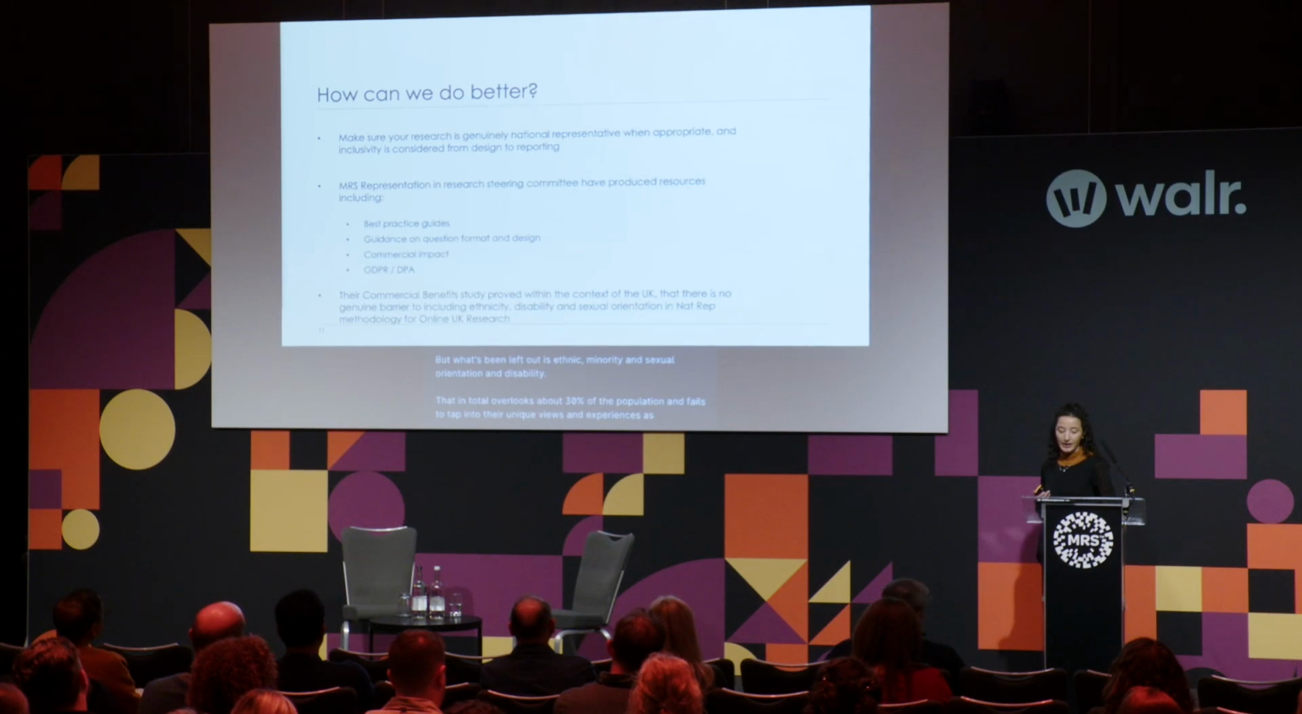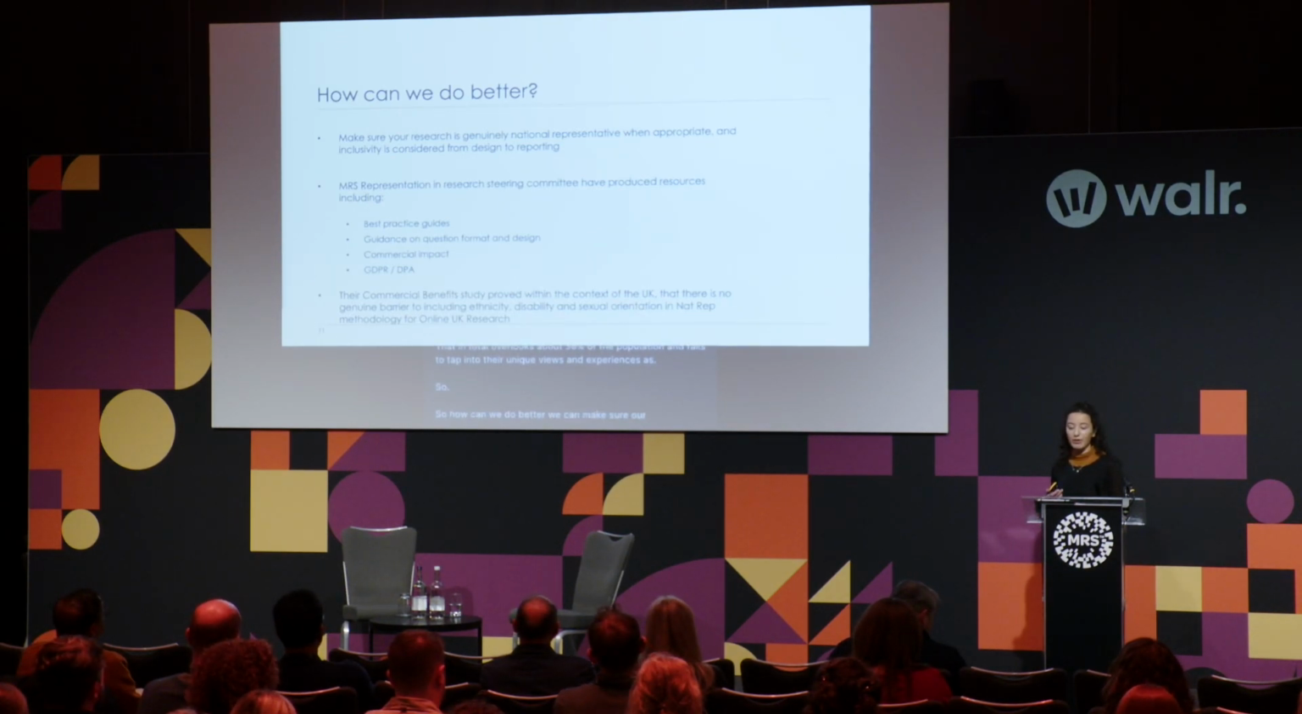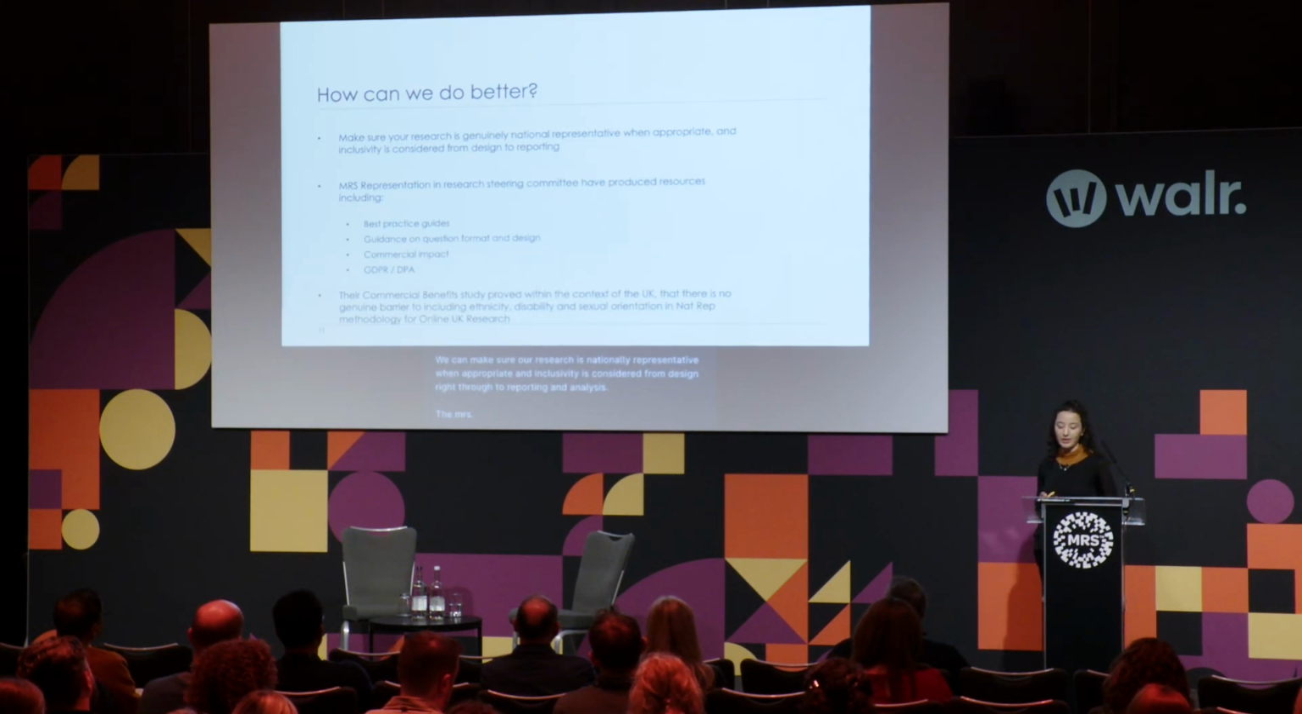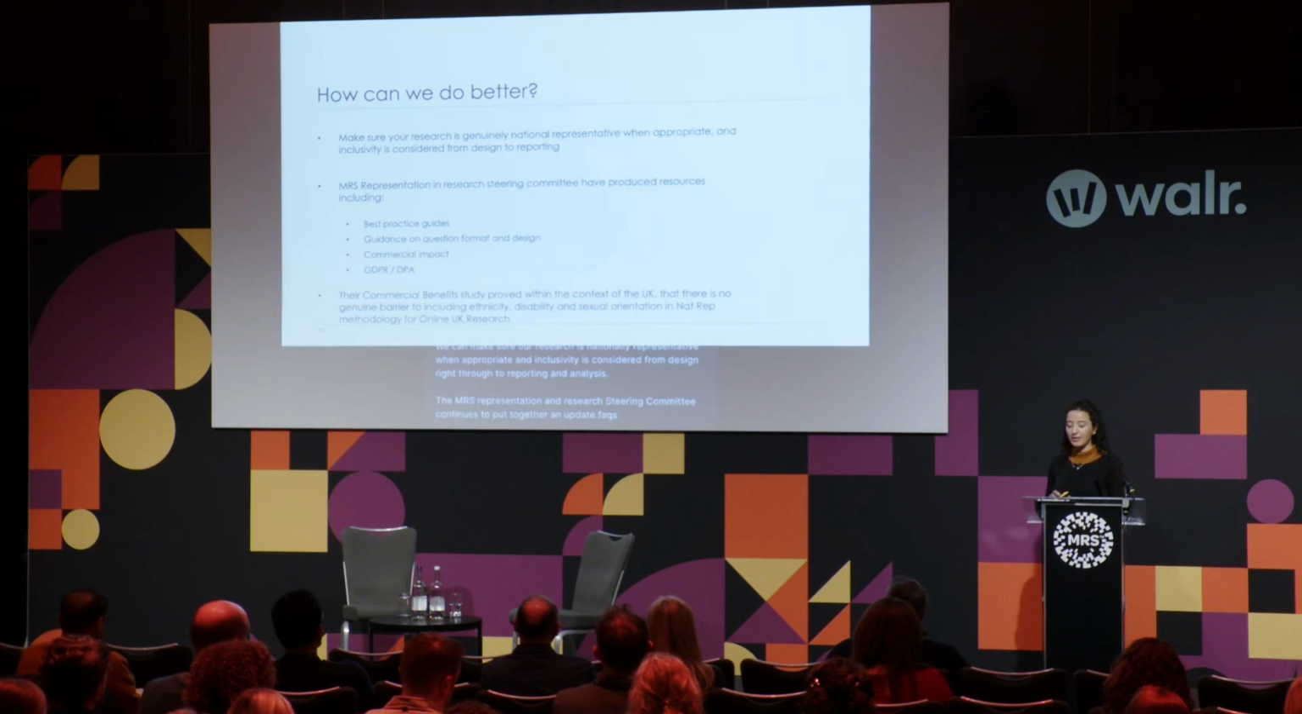So how can we do better? We can make sure our research is nationally representative when appropriate, and inclusivity is considered from design right through to reporting and analysis. The MRS Representation in Research Steering Committee continues to put together and update FAQs, best practice guides on asking questions around protected characteristics, as well as many other resources.